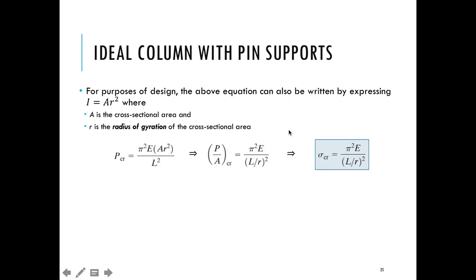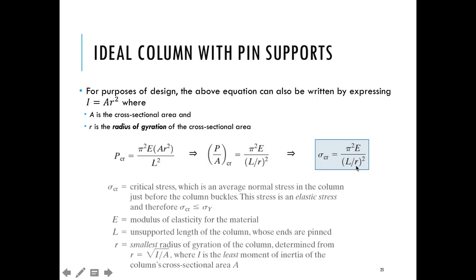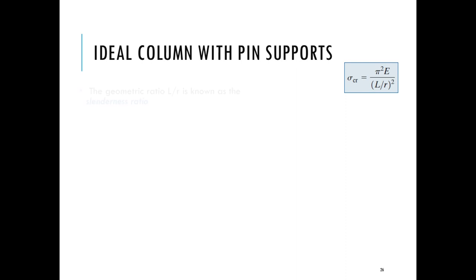Okay? So, this time around, I can represent it in terms of the critical stress, also taking my radius of gyration R into the denominator, so that I only get material property on the numerator, and this geometric property L divided by the cross-sectional radius of gyration in the denominator. Now this L over R, the length divided by cross-sectional dimensions, is actually a measure of the slenderness of the beam. Okay, so have a think about this.